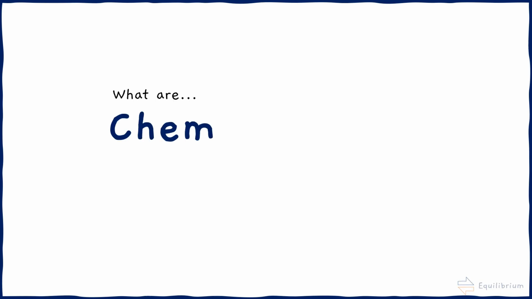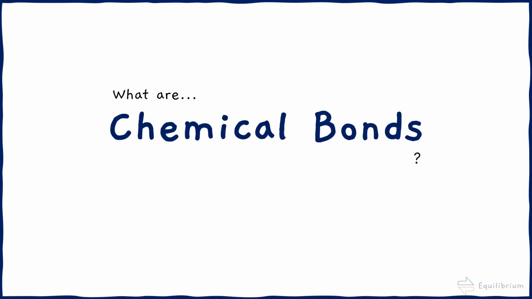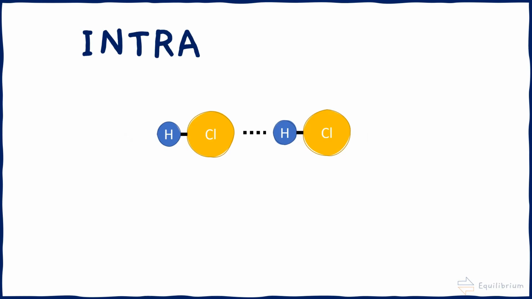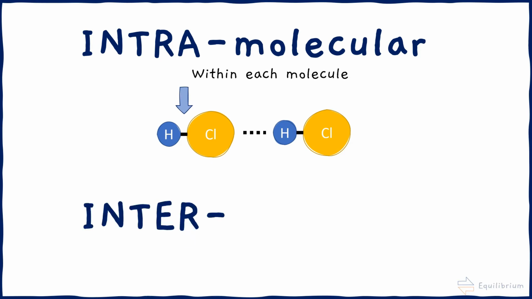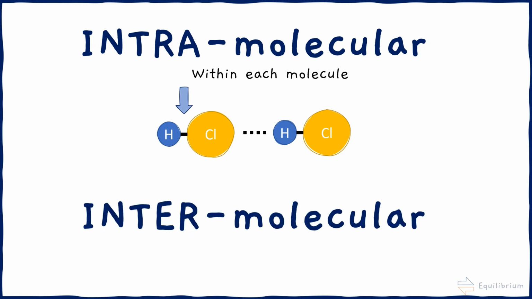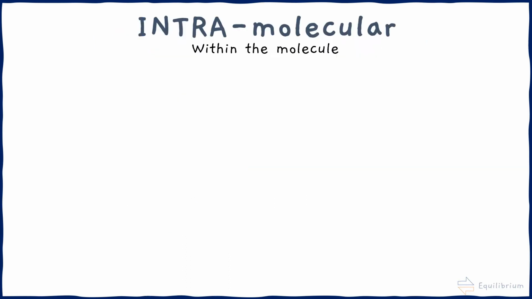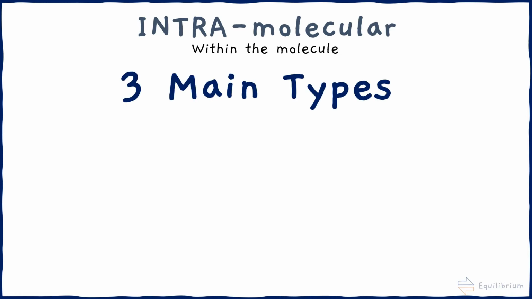What are chemical bonds? There are intramolecular bonds, which are bonds within each molecule, and there are intermolecular bonds, which are bonds between molecules. Let's look at intramolecular bonds first. These are bonds within the molecule. There are three main types of bonds.